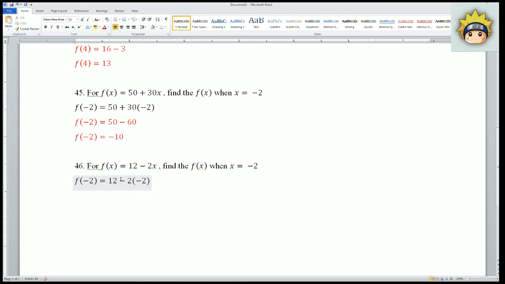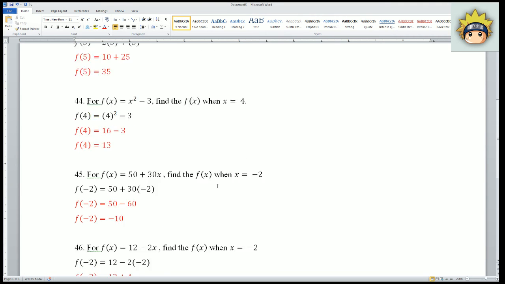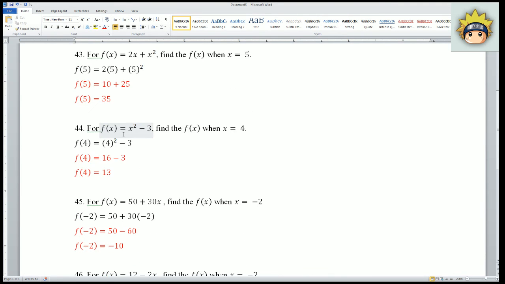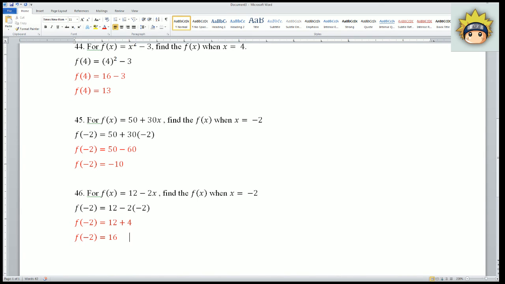Negative 2 times negative 2, that should become a 4. Negative times a negative is a positive. 12 plus 4 gets you the answer of 16. So when we evaluate this function at x equals negative 2, we get the output of 16. So this is the homework solution for the fourth page of the review sheet, numbers 42, 43, 44, 45, and 46.